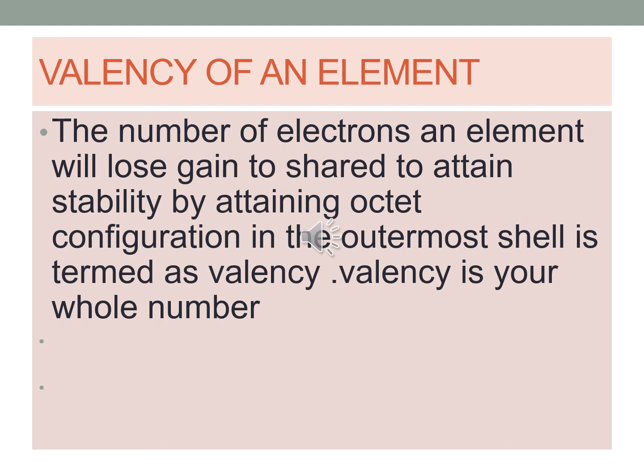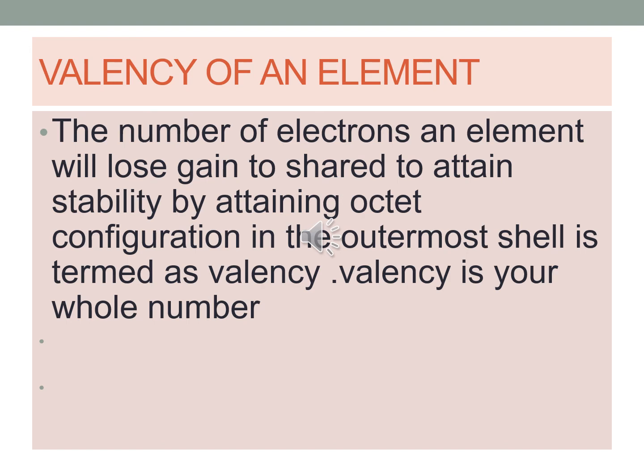Very easy. The number of electrons an element will lose or gain or share to attain stability by attaining octet configuration in the outermost shell, that is termed as valency. Valency is a whole number. For example, listen, we are taking the element magnesium.